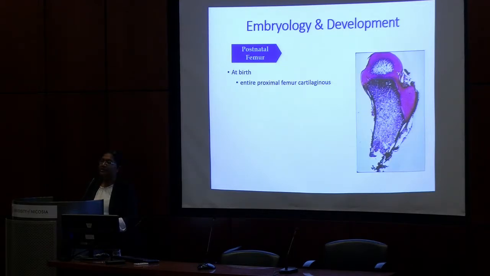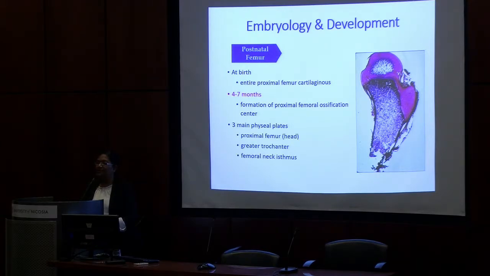At birth, the entire proximal aspect of the femur is cartilaginous. Then around 4 to 7 months, the ossification starts at the proximal femur. You have 3 main growth centers at the proximal femur: the head of the femur, the greater trochanter, and then the isthmus in between.